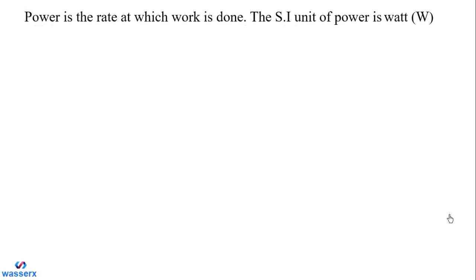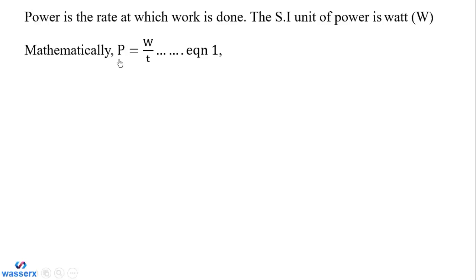Power. In simple terms, power is the rate at which work is done. The SI unit of power is watts. Mathematically, P is equal to W over T. Let's term this as equation 1, where P is power, W is work done, and T is time.